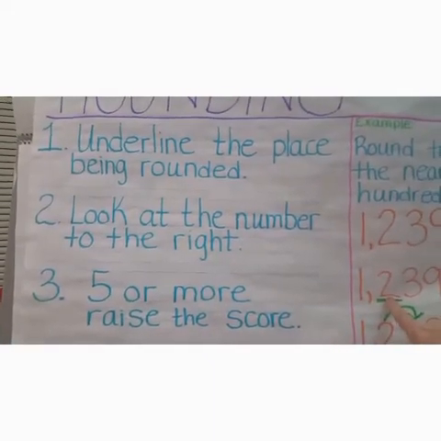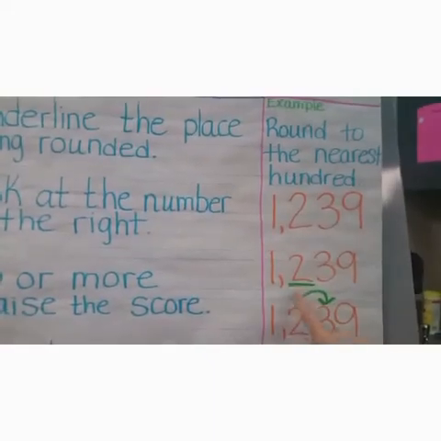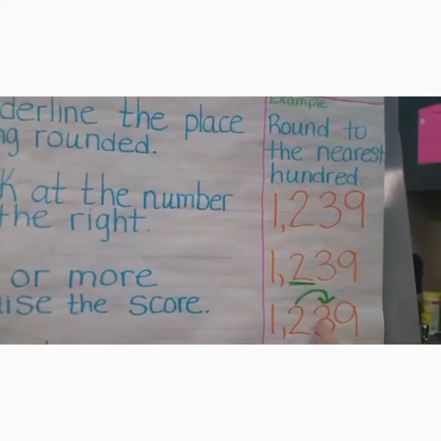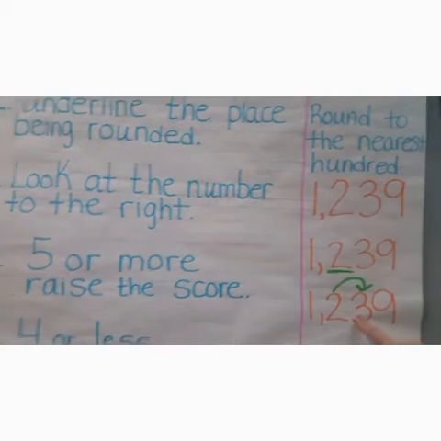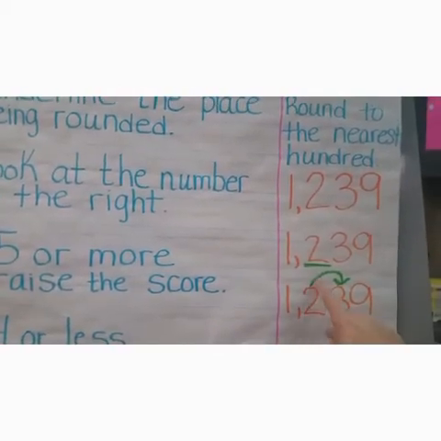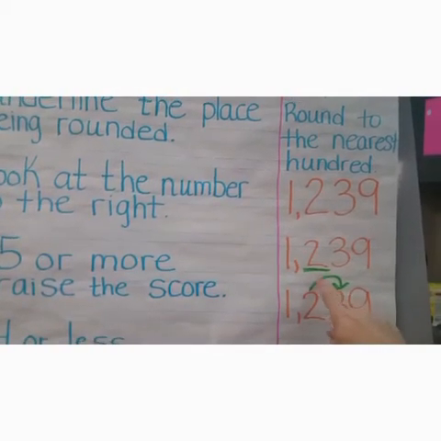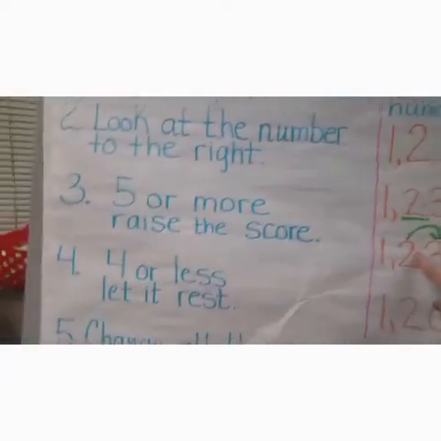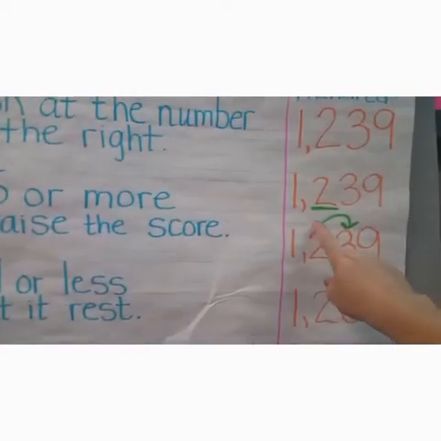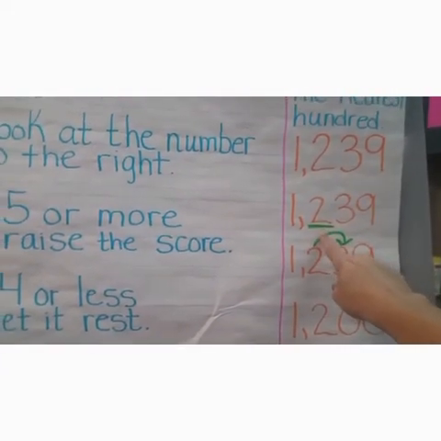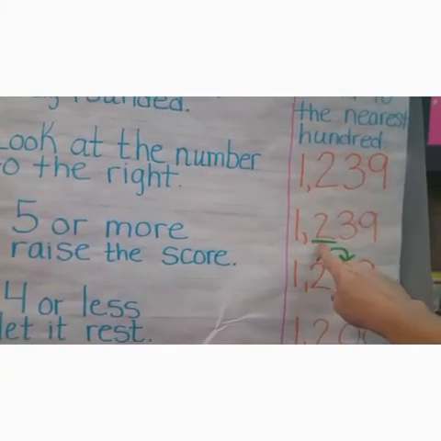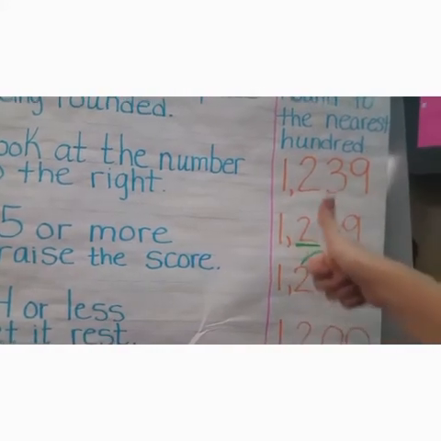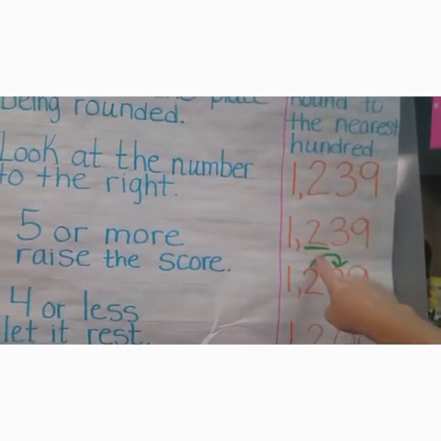We're going to look at the number to the right. So we're going to look next door to the 3. If this number to the right is 5 or more, then we're going to raise the score. We're going to round this number up that's underlined. If it's 4 or less, we're going to let it rest. We're going to keep this a 2. If it's 5 or more, we're going to go up, raise that score up to 3.